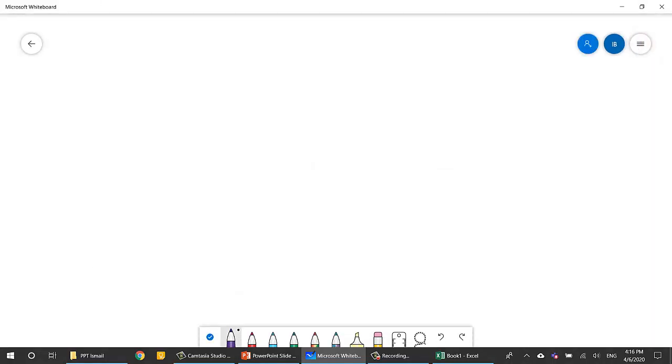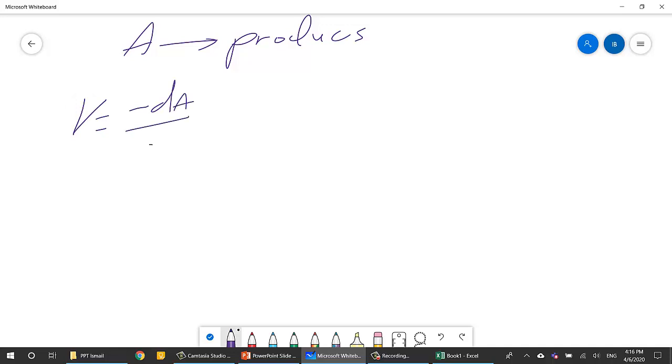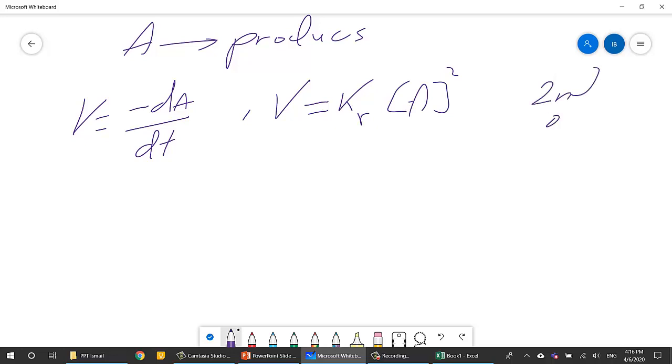So for second order kinetics, again, we are starting with A goes to products. And therefore, the V for this is equal to the same thing, minus dA over dt, because the A is disappearing, and we define the rate as minus dA over dt, and there is 1 here. But we can also write V is equal to KR multiplied by A squared, because I'm working with second order kinetics here.